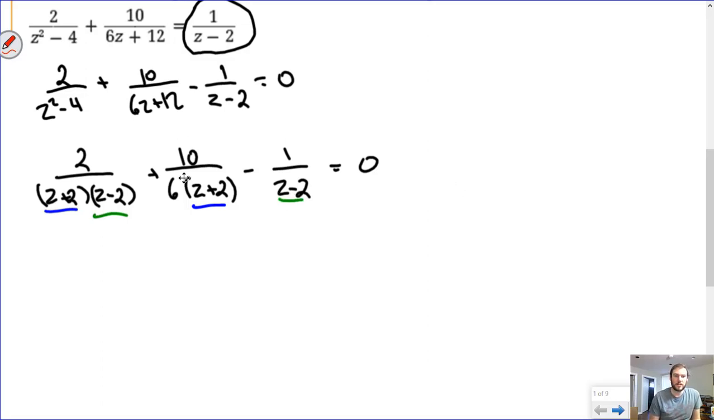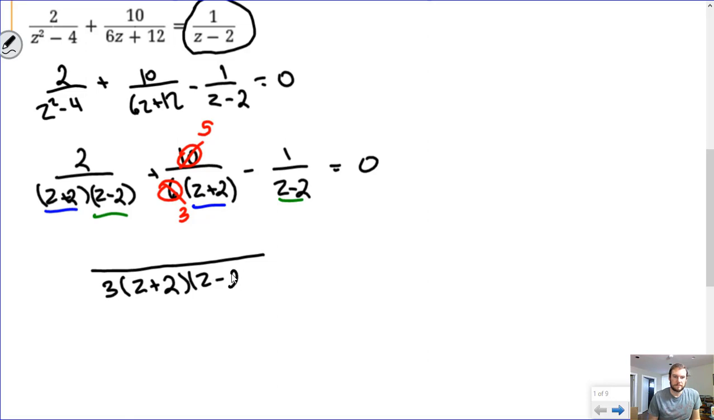Also, notice that this 10 and a 6 have a common factor that can be factored out. They can both be divided by 2, so this 10 turns into a 5, and this 6 turns into a 3. Now, let's add everything together. Now I know my common denominator. On the bottom, there's a 3, a z plus 2, and a z minus 2.